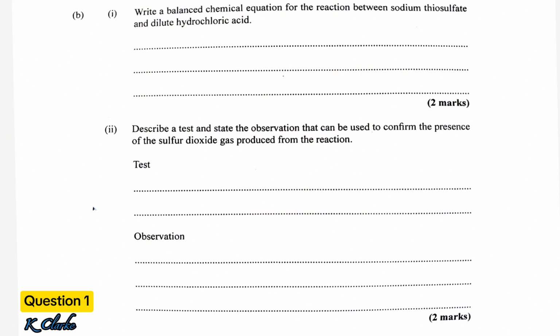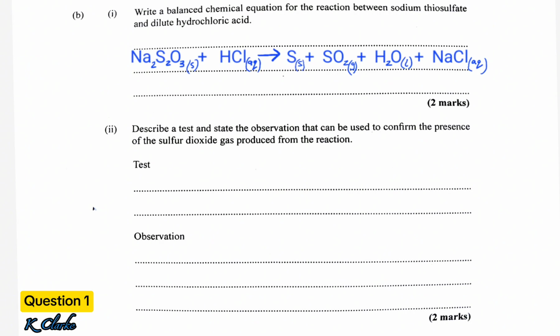B. Part 1. Write a balanced chemical equation for the reaction between sodium thiosulfate and dilute hydrochloric acid. Now here's the equation below, however it is not balanced. There are 2 sodiums on the reactant side while 1 sodium on the product side. Also, there is 1 hydrogen on the reactant side while 2 hydrogens on the product side. In order to balance this equation, we are going to write the coefficient 2 in front of the hydrochloric acid on the reactant side and 2 in front of the sodium chloride on the product side.